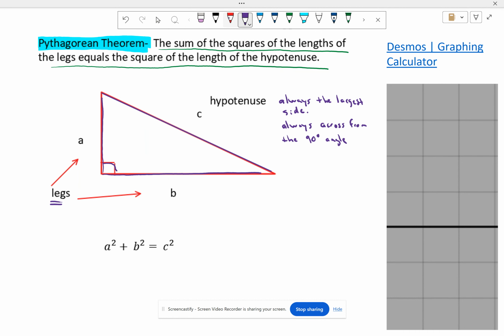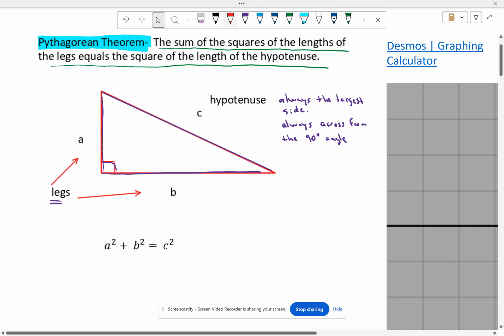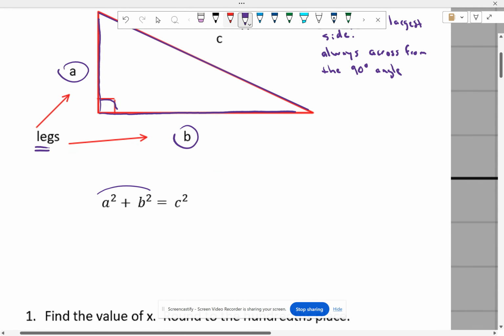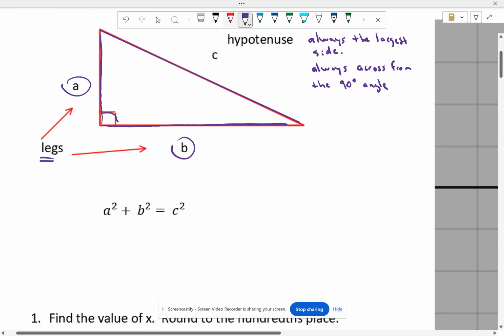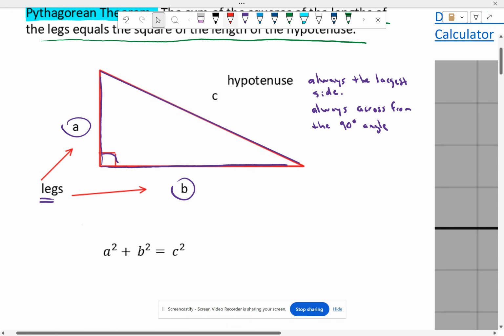So if this is the 90-degree angle, the side that's across the triangle is what we call the hypotenuse. And that's always the biggest side. So no matter how big or small the triangle is, no matter how stretched out it is, if you take the two legs, square them, and add them together, that is always equivalent to just taking the hypotenuse and squaring that. And this gives us the Pythagorean theorem.